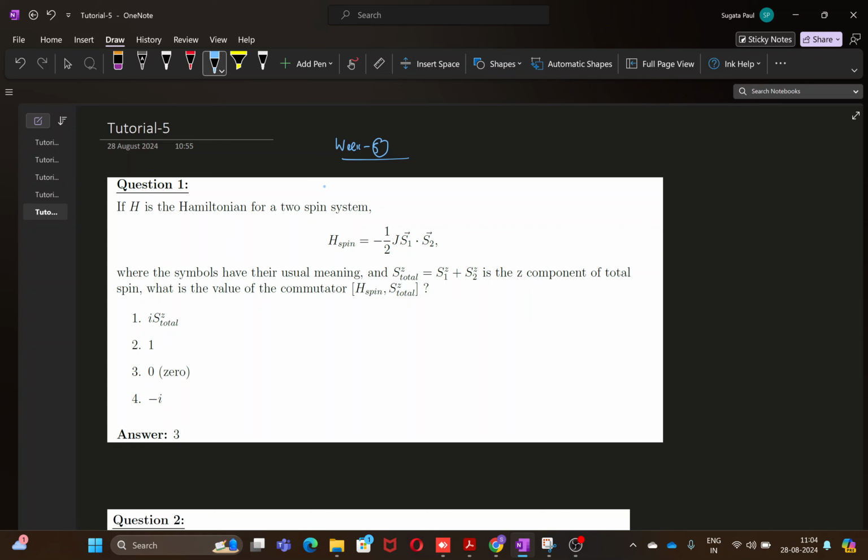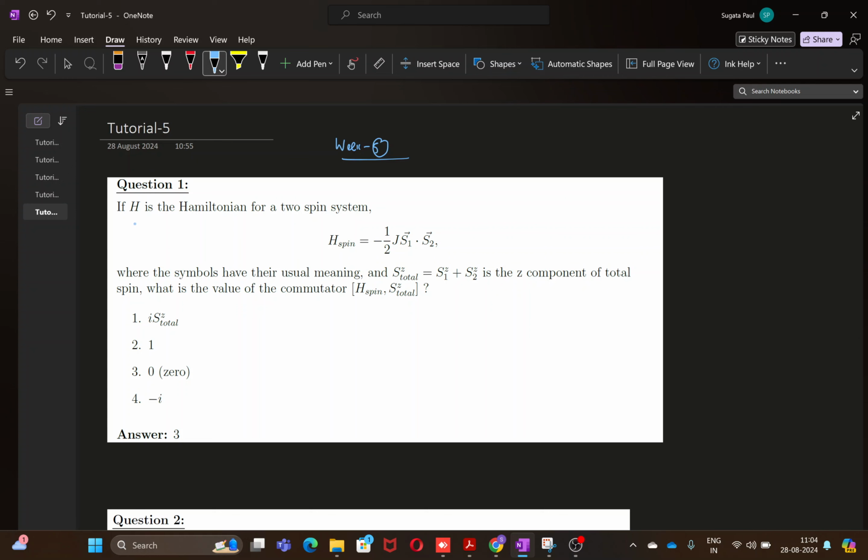So we'll be solving 10 questions again in this assignment, and hopefully this will be useful in solving your actual assignment for the week. Okay, so let us begin then. I hope you can see my screen properly. So this is question number 1. Let us read the question and then try to solve it.